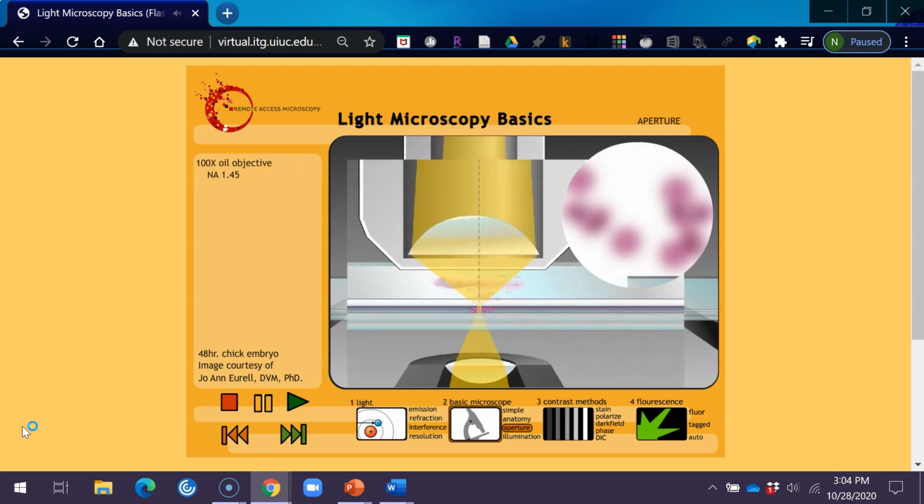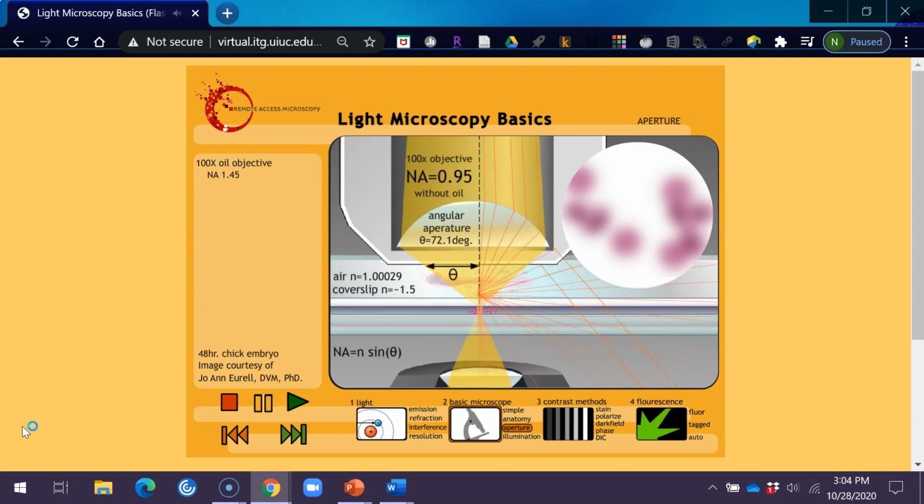Since light rays with a cone angle greater than 72.1 degrees will not pass from a high-index material like glass to a low-index material like air, the largest numerical aperture for an objective with air between the objective and cover slip is 0.95. When oil with an index of refraction of 1.52 is placed between the objective and cover slip, the numerical aperture can be raised to 1.45, increasing the resolution of the objective.